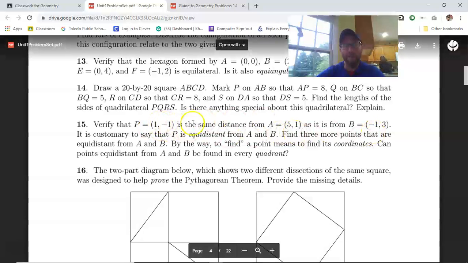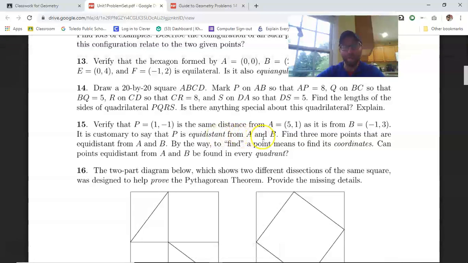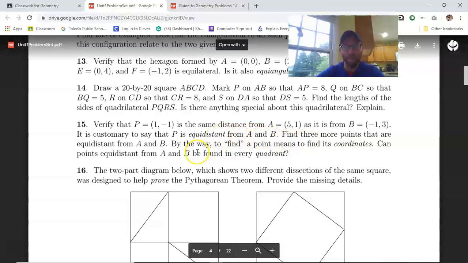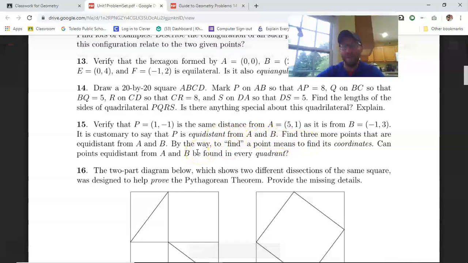All right, so for number 15, you're supposed to plot points P, A, and B, and show that P is the same distance from A as it is from B. The word for that is equidistant, same distance. Then you're supposed to find 3 more points that are equidistant from A and B. And it says, by the way, that to find a point means we want to give its coordinates.